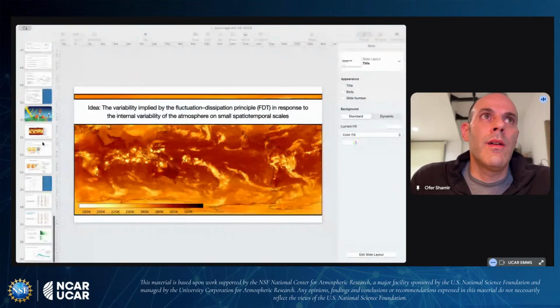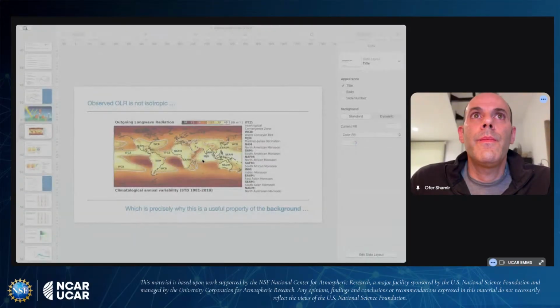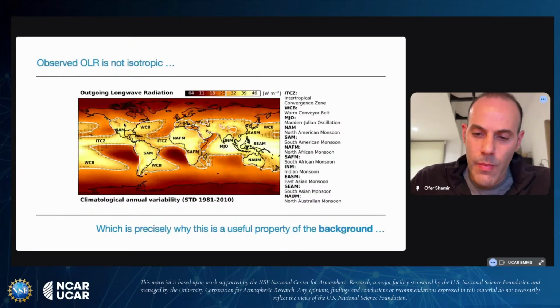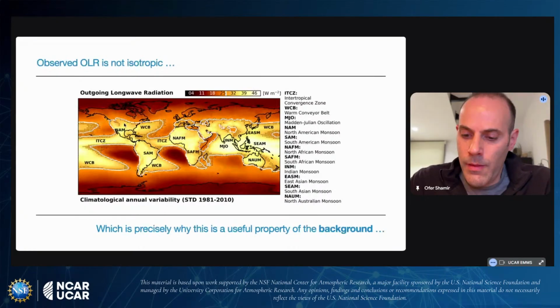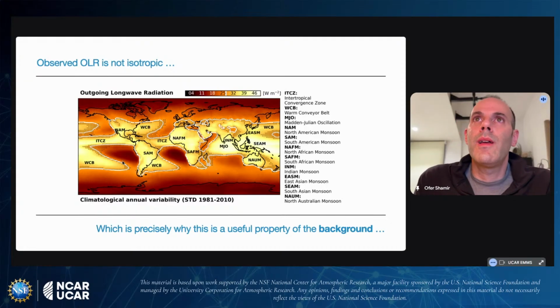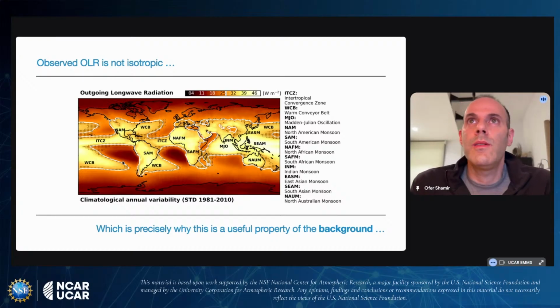I can show you even more strongly. A necessary condition for statistical isotropy is that the variance would be uniform. And here you see the variance, and the variance is clearly non-uniform. So again, I'm not saying that the OLR is isotropic, it's just an assumption on the null hypothesis. And by the way, what other assumption would you make on the null hypothesis otherwise?